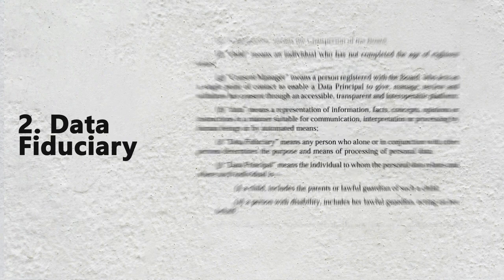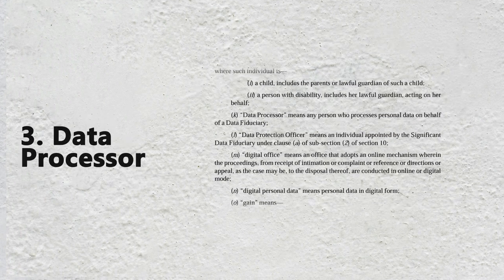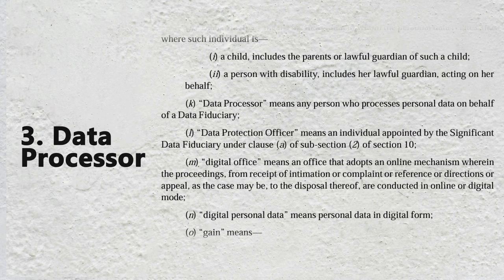Number 2, data fiduciary. This refers to any person, which includes individuals, companies, or the state, that determines the purpose and means for the processing of the data. Number 3, data processor. A data processor is defined as a natural or a legal person, public authority, agency, or other body that processes personal data on behalf of the data fiduciary.